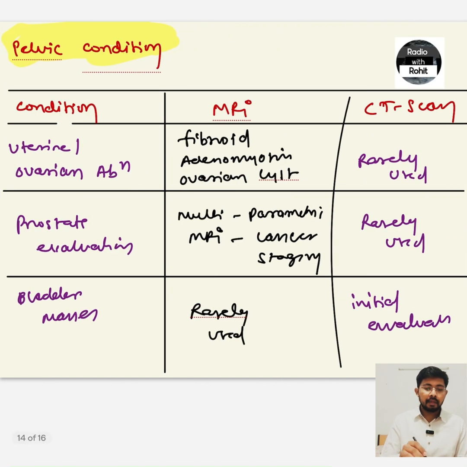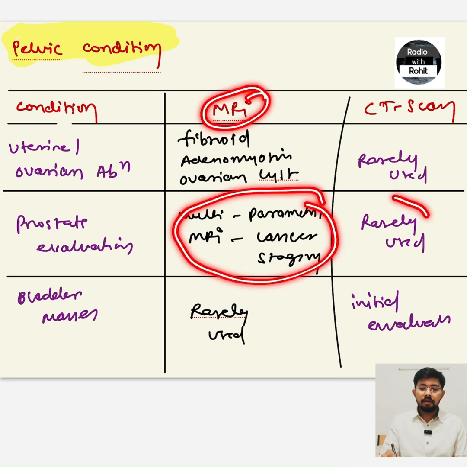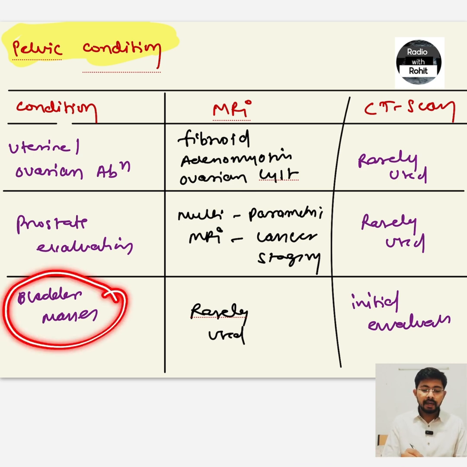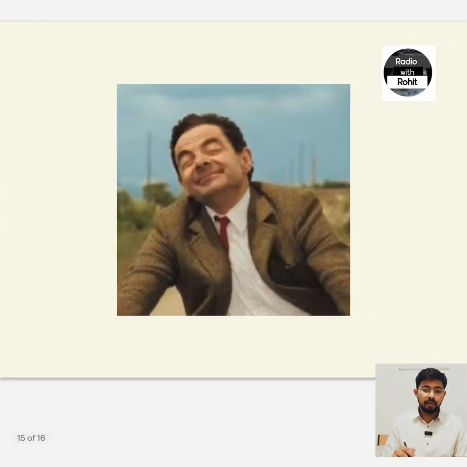For abdominal trauma, again MRI has a little role and is rarely used, but for solid organ injury, we have to prefer the CT scan. Here are some pelvic conditions. For uterine or ovarian abnormalities, MRI is used for fibroid, adenomyosis and ovarian cyst, but CT scan has a limited role. For prostate evaluation, we use multiparametric MRI. For cancer staging, we use the MRI, while CT scan has no significant role in prostate evaluation. For bladder masses, MRI is rarely used, but we use CT scan for the initial evaluation.